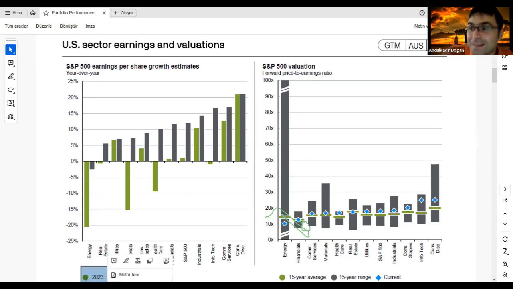What can I easily understand from this picture? That energy during this year will have a negative earnings per share growth.